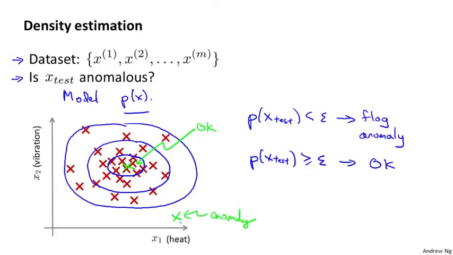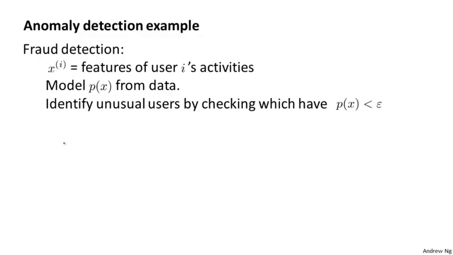Here are some examples of applications of anomaly detection. Perhaps the most common application of anomaly detection is actually fraud detection. If you have many users, and if each of your users take different activities, maybe on your website or in a physical plant or something, you can compute features, xi, of the different users' activities, and what you can do is build a model to say, what is the probability of different users behaving different ways? So what is the probability of a particular vector of features of a user's behavior?